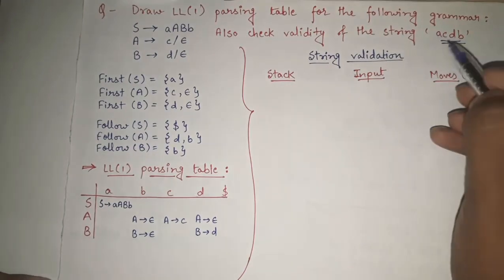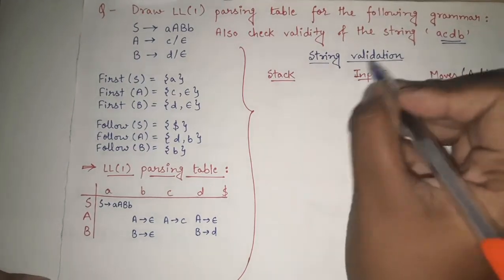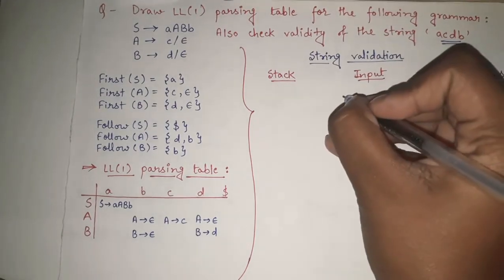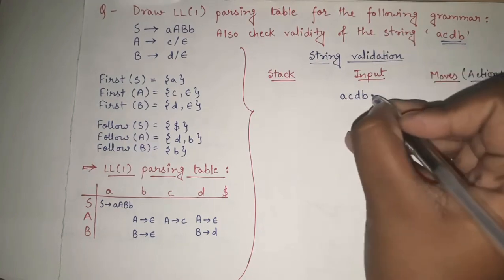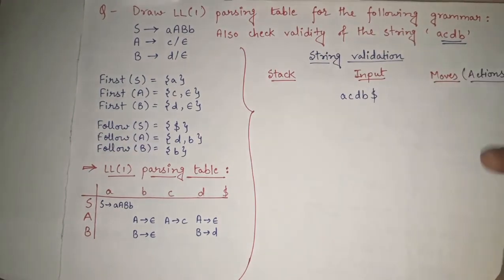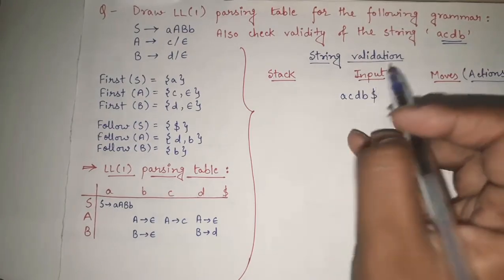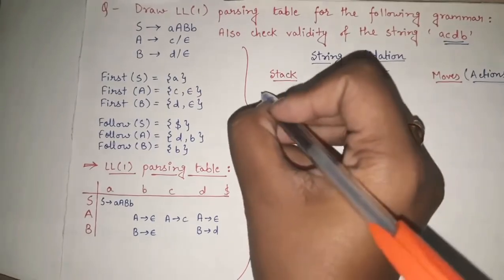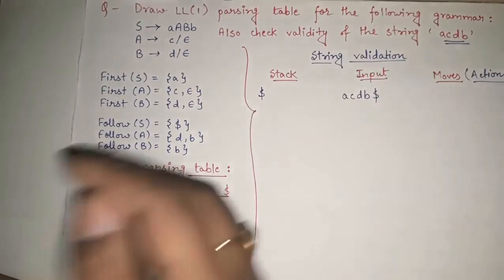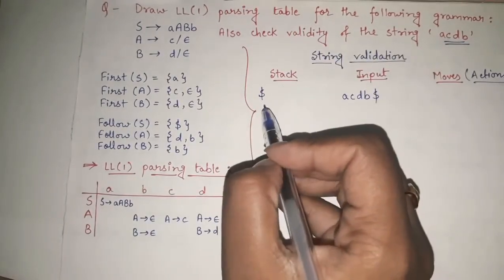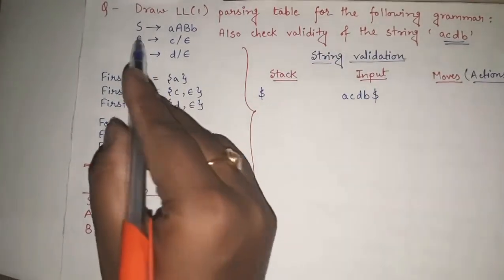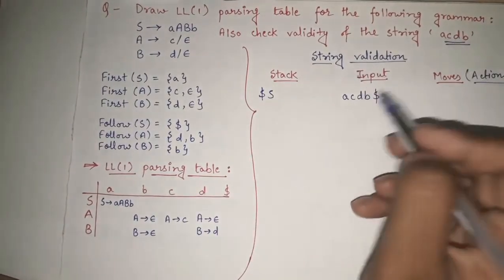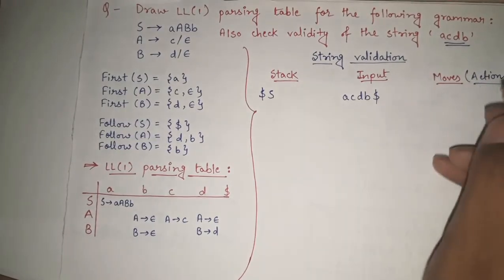Now how to do it? The string that is given to us is ACDB. So in the input column, we will start with ACDB. And always at the end of the string, we will append $. Fine. So the first row in my input will be ACDB$. And what will be the initial row in stack? The stack will always consist of $ by default. And with $, we will have our starting symbol. So what is the starting symbol here? S. So $S will be in the first row of the stack. In the first row of input, our string will be there. And okay, so that's it.